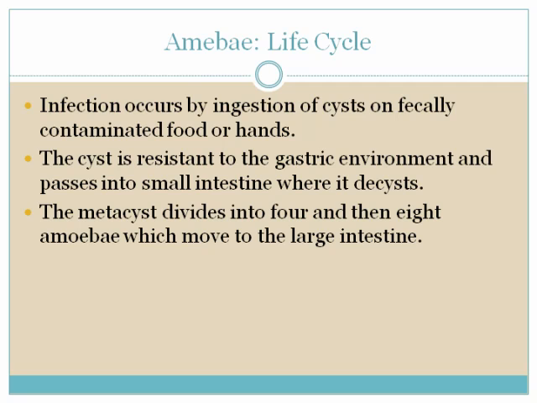Amoeba life cycle. Infection usually occurs by ingestion of the cysts on fecally contaminated food or hands. The cyst is resistant to the gastric environment and can pass into the small intestine where it excysts. And then the cyst divides into 4 and then 8 amoeba, which move into the large intestine.